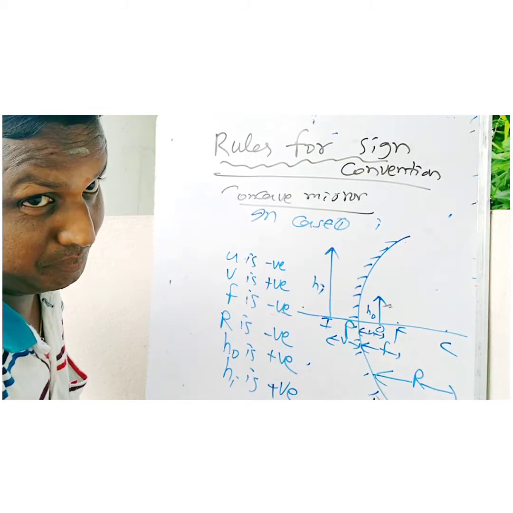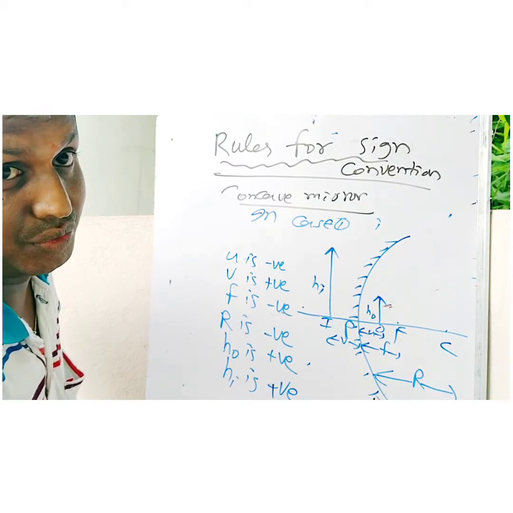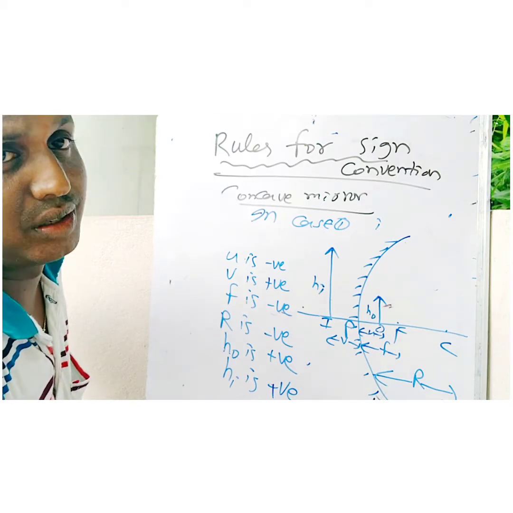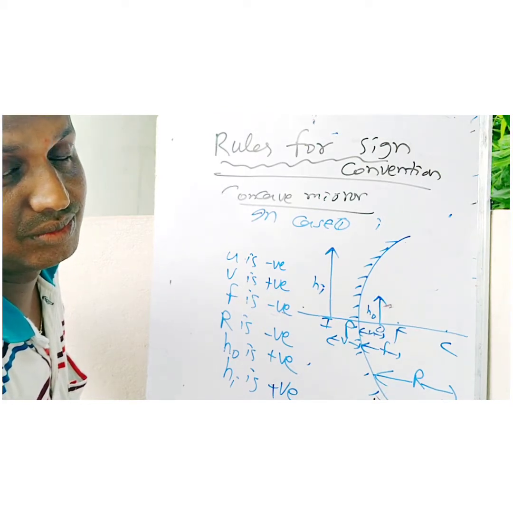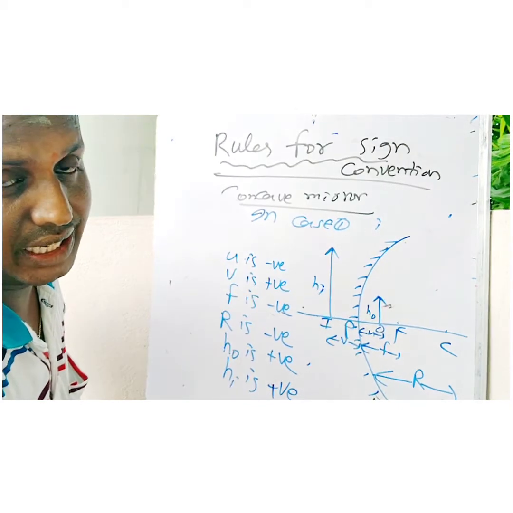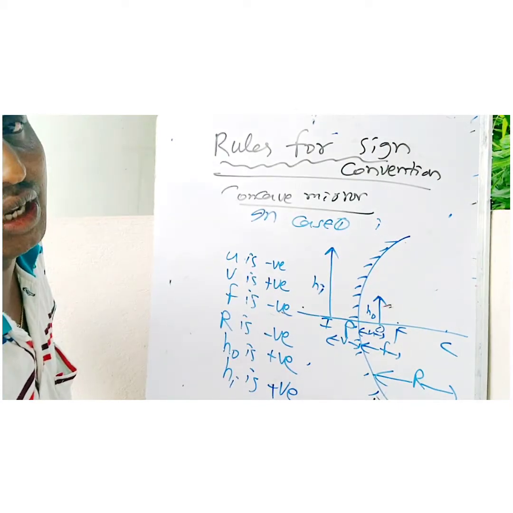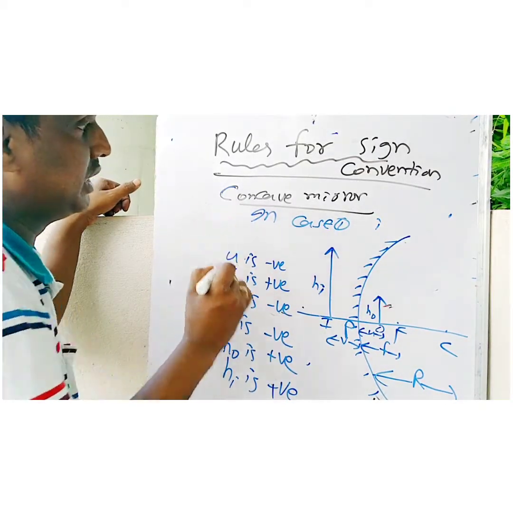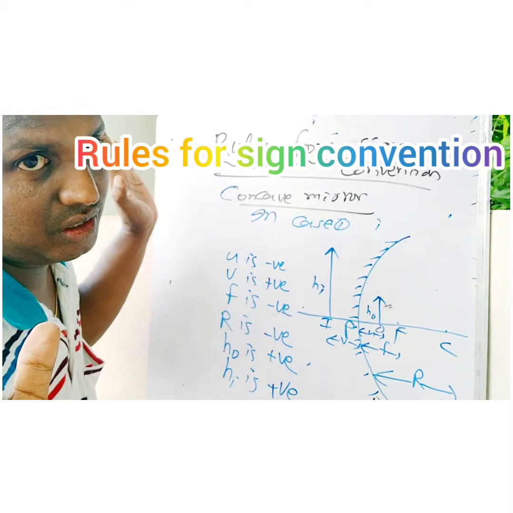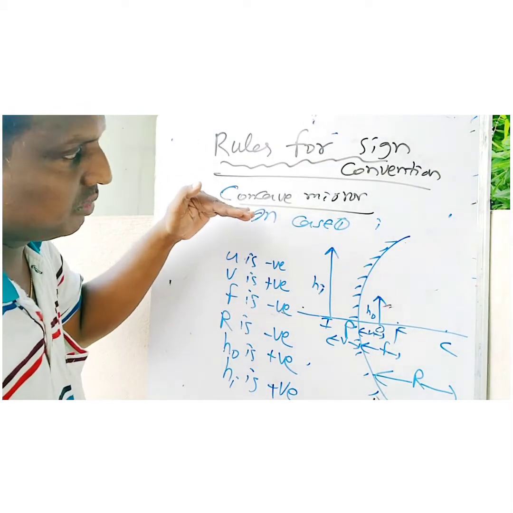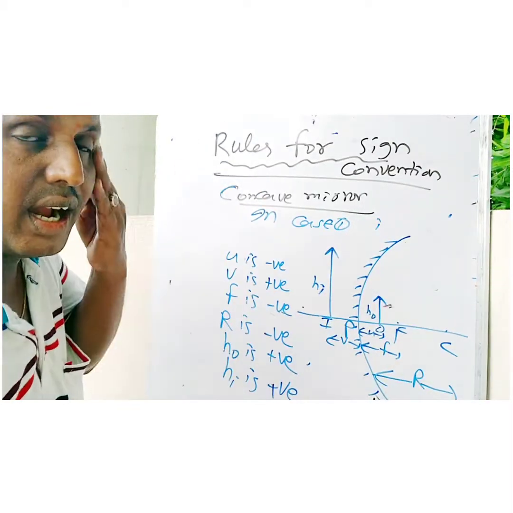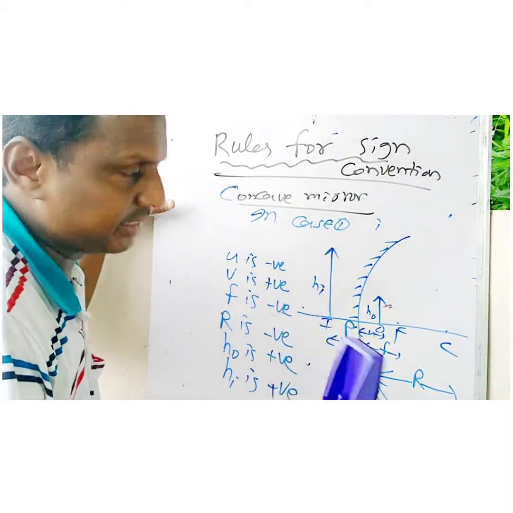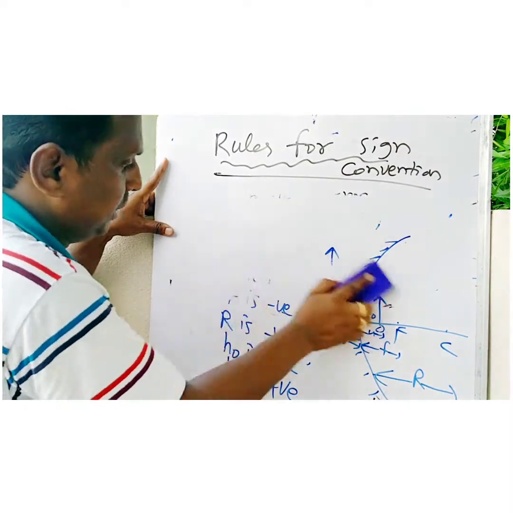Dear students, please focus very carefully. Fix your mind, because this is important to solve problems. If you don't know this sign convention, it is very, very difficult to solve problems. These are the rules for sign convention, my dear students, in the case of concave mirror. Next, the other cases also. Next, the convex mirror. Clear? Okay. So now we take the convex mirror.